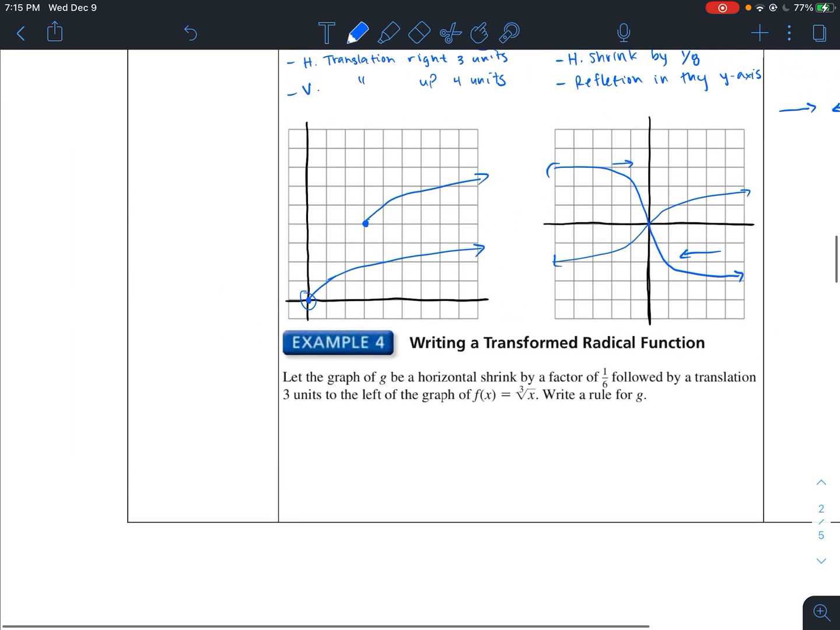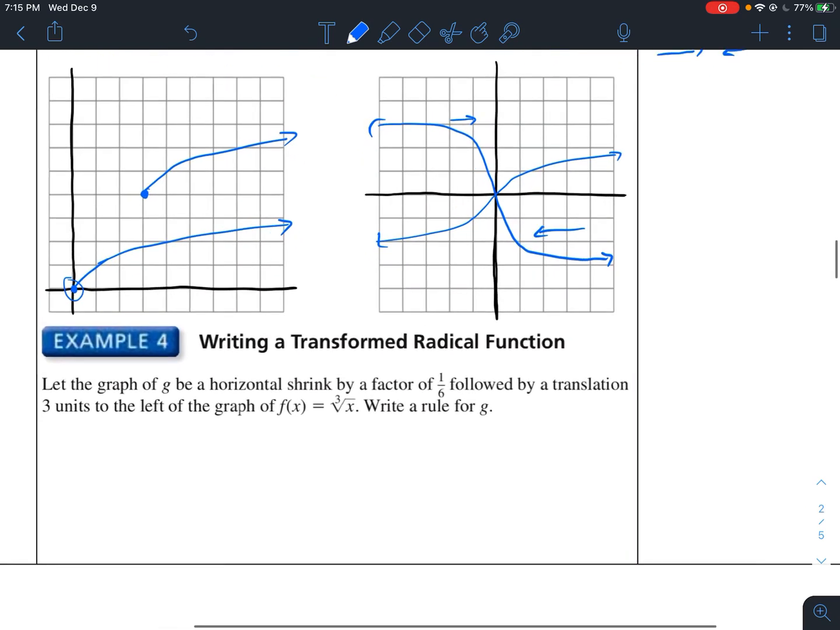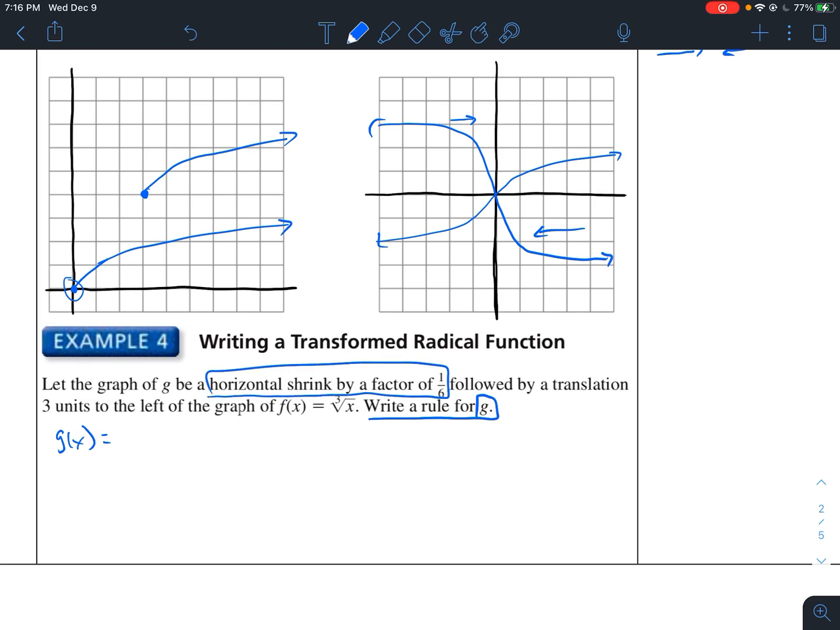So that's applying the transformations and describing them. Now let's jump to example 4 here, where we're going to write the transformation as it's described to us. So for example 4, it says that f of x is equal to the cube root of x. We want to write a rule for g, so we're going to write something for g of x. The first thing it tells us is that it's a horizontal shrink by a factor of 1/6.